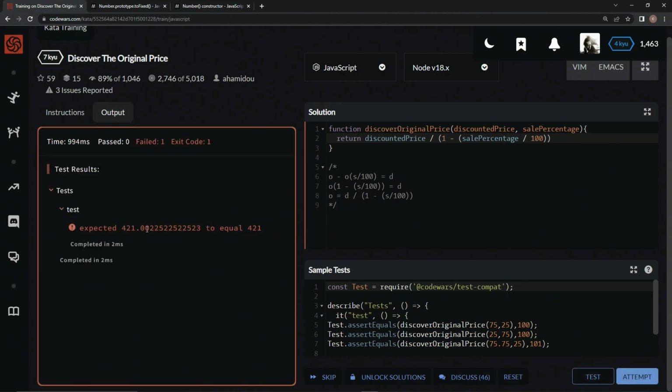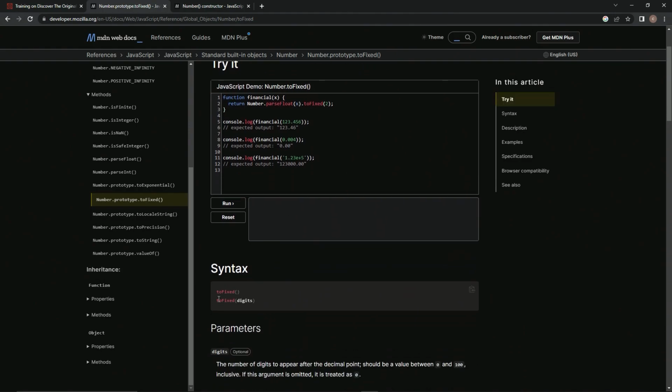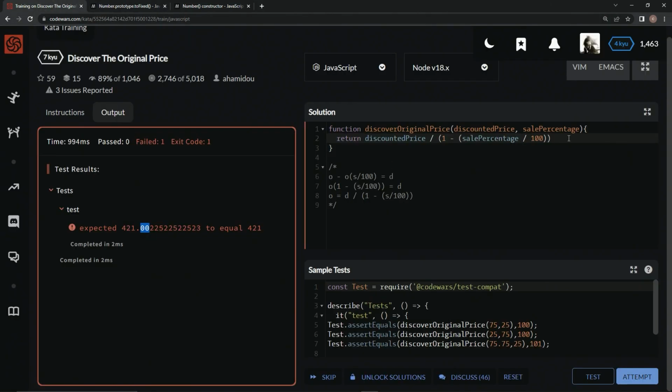And now here's the thing, we got to round it to 2 decimal places. So for that, we're going to use this toFixed method, which formats a number using fixed point notation. So we're just going to put dot toFixed and then the digits we want after the decimal point, which in this case is going to be 2. So let's wrap this thing up in parentheses and say dot toFixed 2.